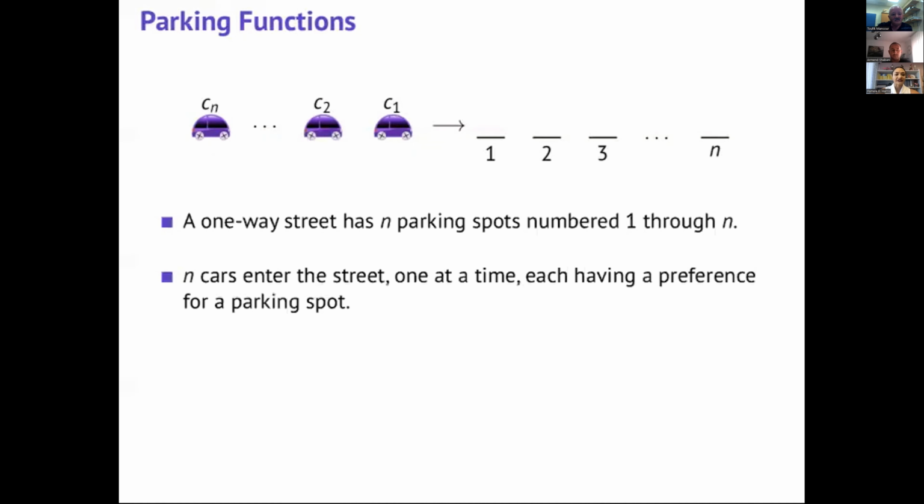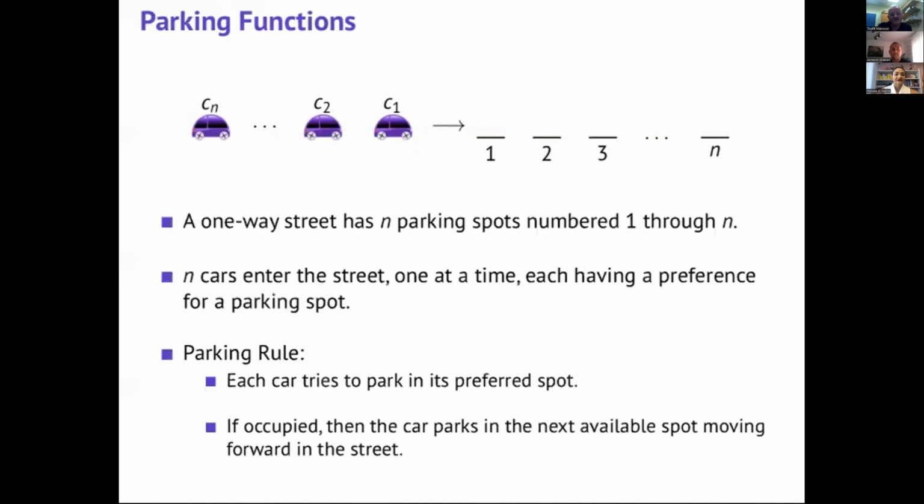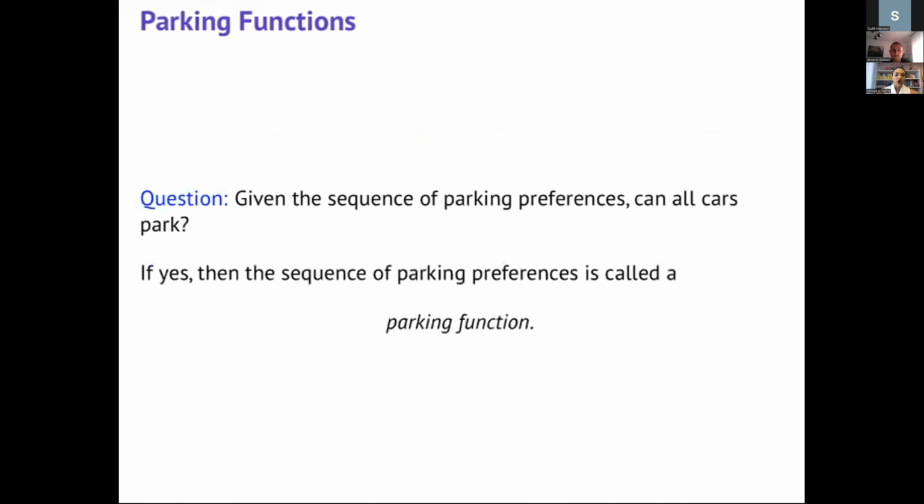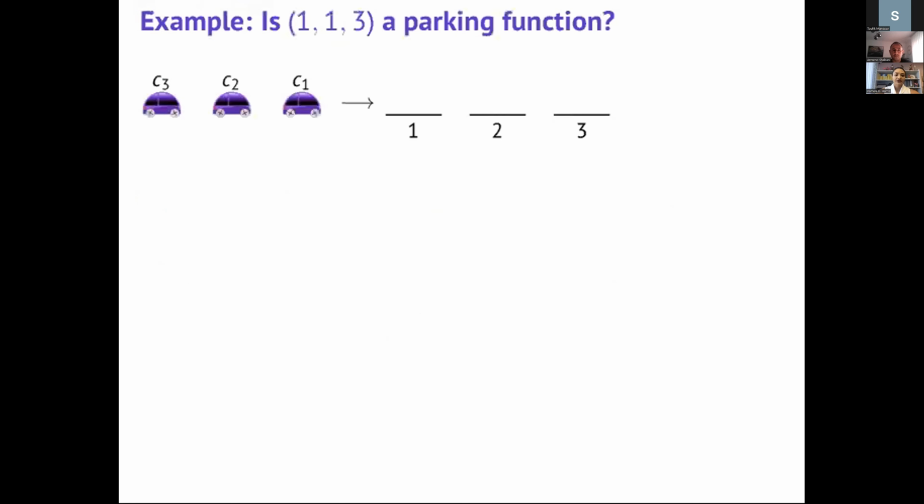What we're going to do is each car is going to enter the street having a preferred parking spot, and they're going to go to that parking spot. If it happens to be empty, then they'll park there. Otherwise, they'll just continue down the one-way street trying to find the very first available parking spot. And so the trick is, if I give you all of the preferences for the cars, my question to you is then, can all the cars park? And if so, then we'll say that the list of the preferences for the cars is what we call a parking function.